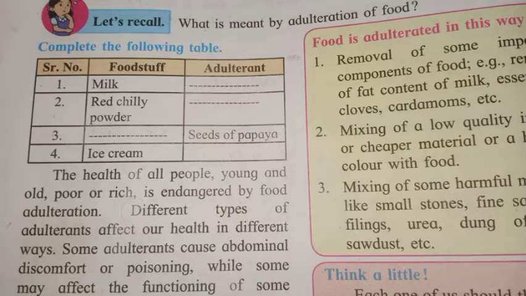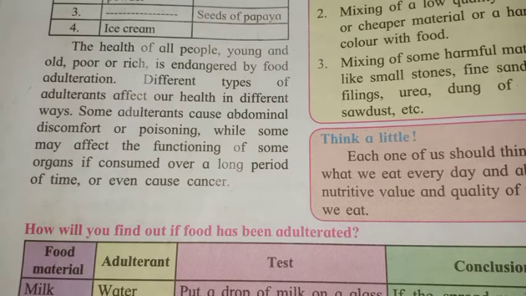And these different types of adulterants are affecting our health in different ways. Some of these adulterants affect the functioning of our organs, and if we use them for a long time, some of these adulterants can even cause cancer. Some adulterants cause abdominal discomfort or poisoning.